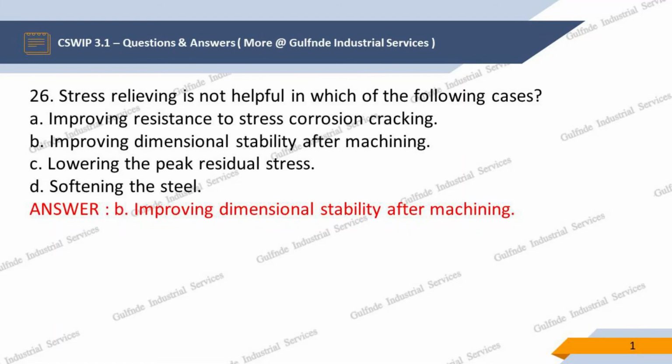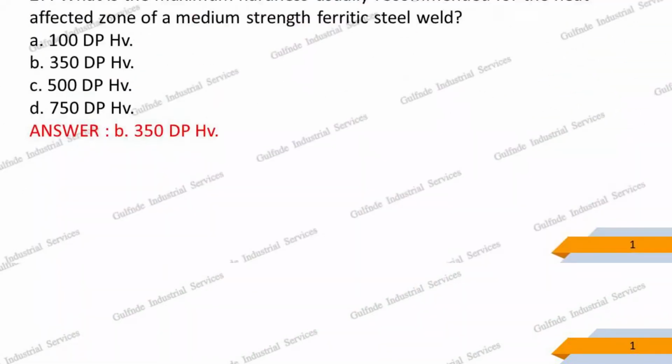Question 26. Stress relieving is not helpful in which of the following cases? Options are A. Improving resistance to stress corrosion cracking, B. Improving dimensional stability after machining, C. Lowering the peak residual stress, D. Softening the steel. Our answer is B. Improving dimensional stability after machining.